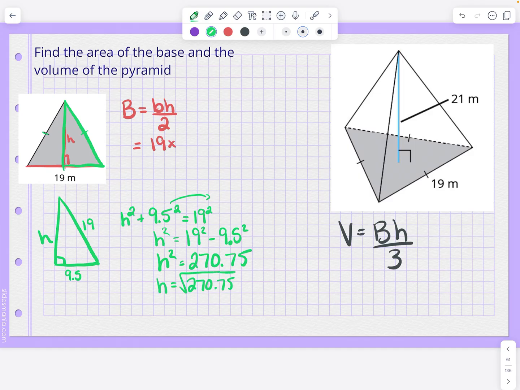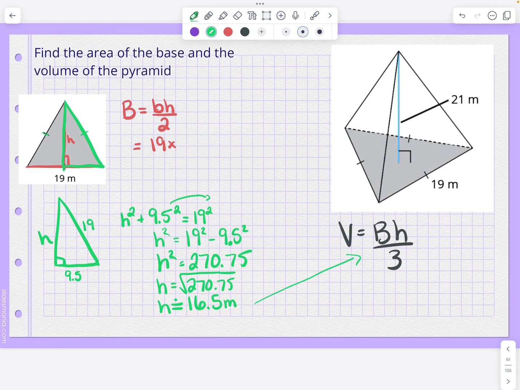And we square root that number to get a height that's approximately 16.5 meters. That is the height of the base. I'm not putting that over there. That's not the height of the pyramid. This is the height of the triangle on the bottom. And it's over 2, it's not over 3, because I'm just looking at the area of a triangle, right? The area of a triangle formula is divide by 2. The volume of something that comes to a point, that's where the divide by 3 comes in.